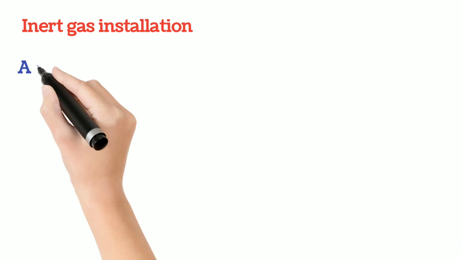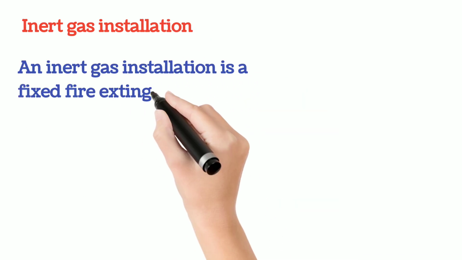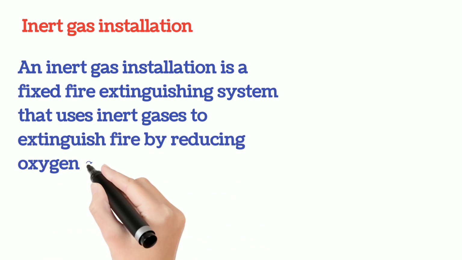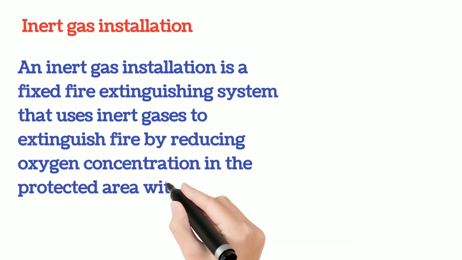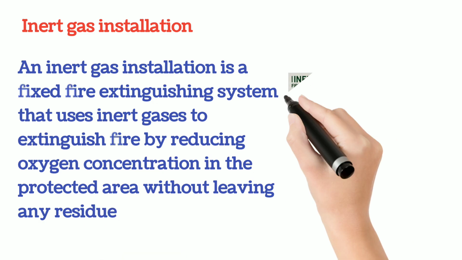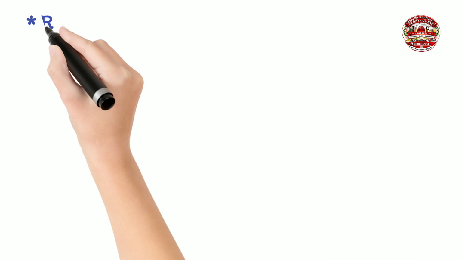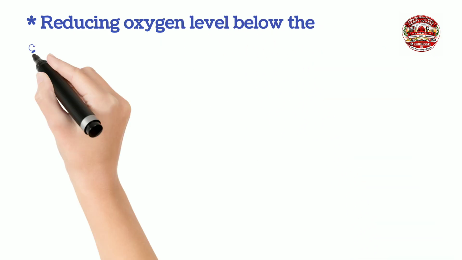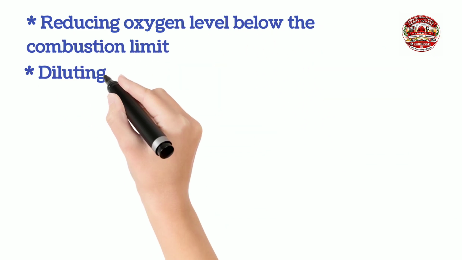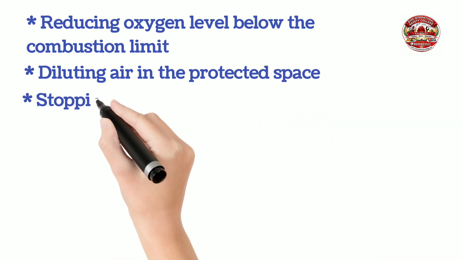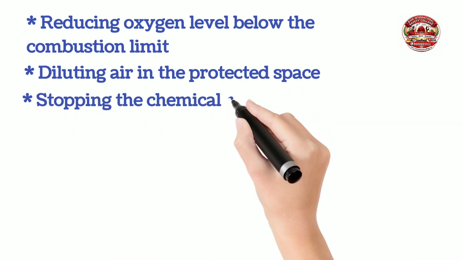Inert gas installation is a fixed fire extinguishing system that uses inert gases to extinguish fire by reducing oxygen concentration in the protected area without leaving any residue. It works by reducing the oxygen level below the combustion limit, diluting air in the protected space, and stopping the chemical reaction of fire.